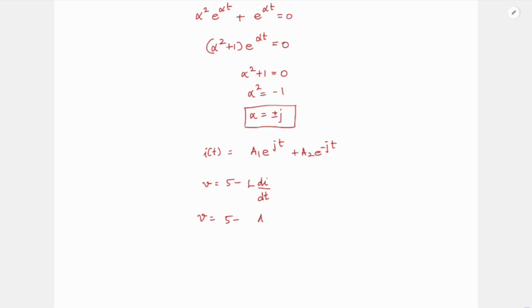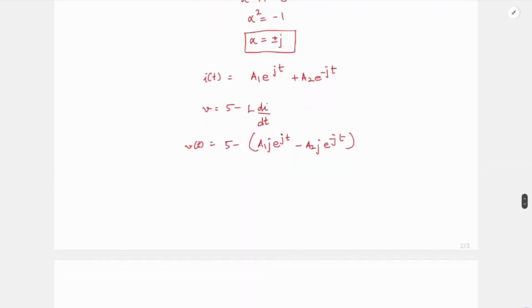So which is nothing but a1 j e power jt minus a2 j e power minus jt. Okay, this is my V of t. So now I have my initial conditions. So what are the initial conditions? Firstly, I of 0 is equal to 0. So what does it give me? a1 plus a2 is equal to 0. So my a2 is equal to minus a1. So let me call this some minus a.